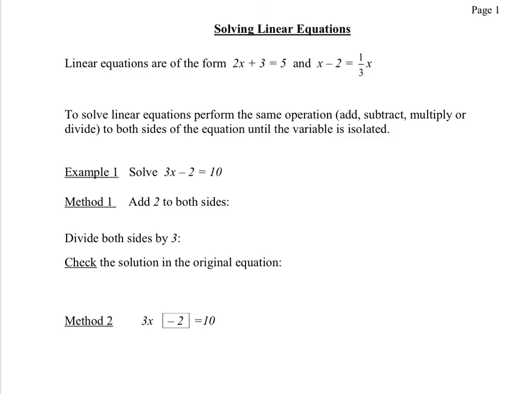There's a fairly simple example here, 3x minus 2 equals 10. To solve that, all we have to do is add 2 to both sides. If we do that, we get an equation that looks like this. If we continue, we then get 3x equals 12. And then finally, if we then divide both sides by 3, we should get, eventually, x equals 4.